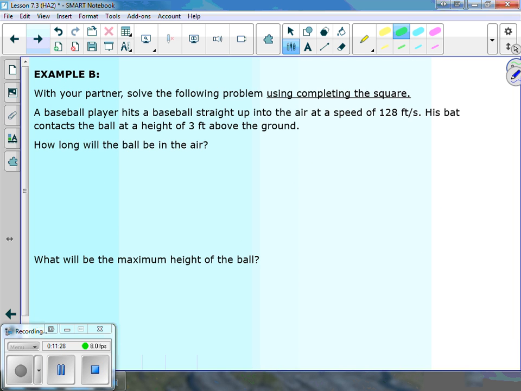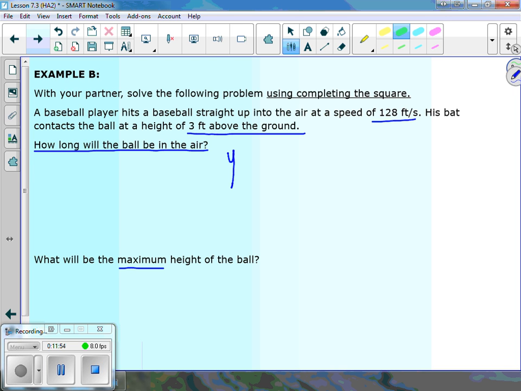I have another question, but this time it's on baseball. And if you notice, we have an initial velocity of 128 feet per second. The ball is hit 3 feet from above the ground. I want to know how long the ball will be in the air, which means you're going to calculate your roots. And then also I would like to know the max height, which means you need to know your vertex.